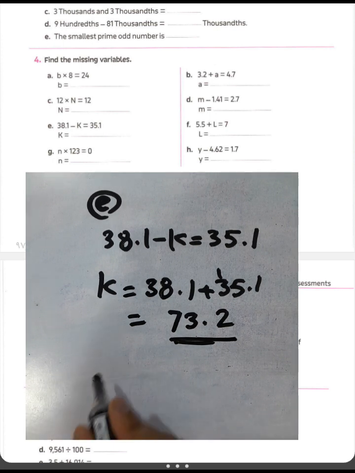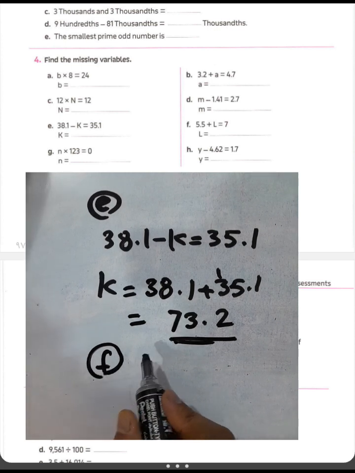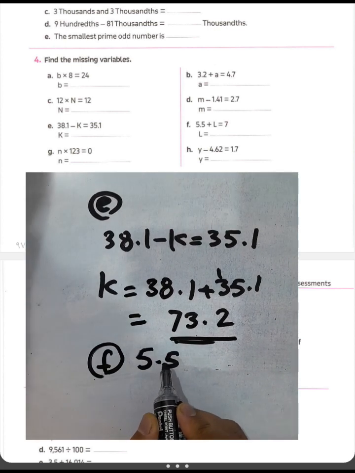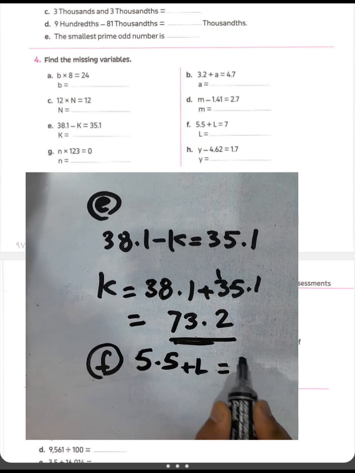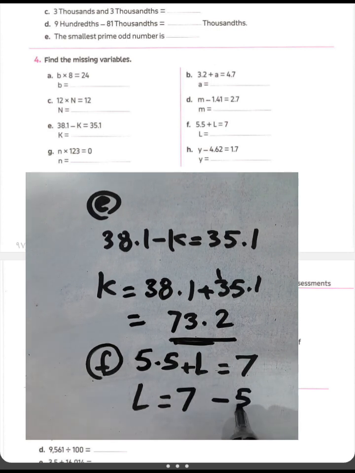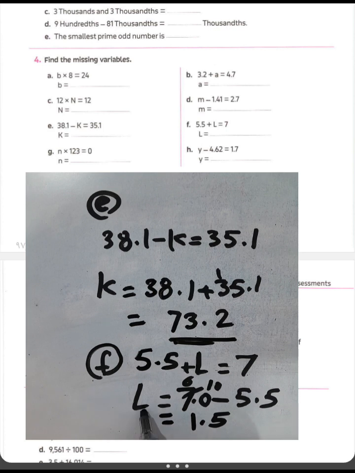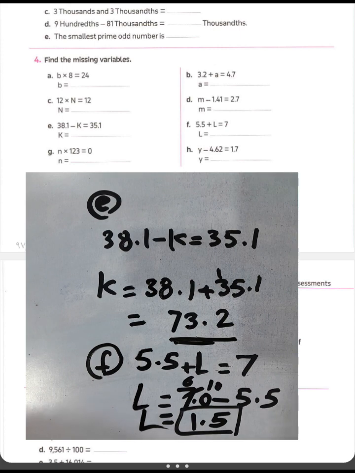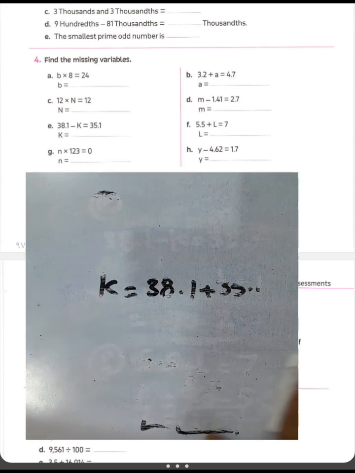Question letter F. 5.5 plus L equals 7. Here we can find the value of the unknown by finding the difference between 7 and 5.5. Put a point and 0 behind it, and the difference will be what? 0 minus 5, you can't do it, borrow 1, it will be 10 minus 5 equals 5, and 6 minus 5 equals 1. The result will be 1.5. It's the value of the unknown here. About letter F, 1.5. What about letter G?